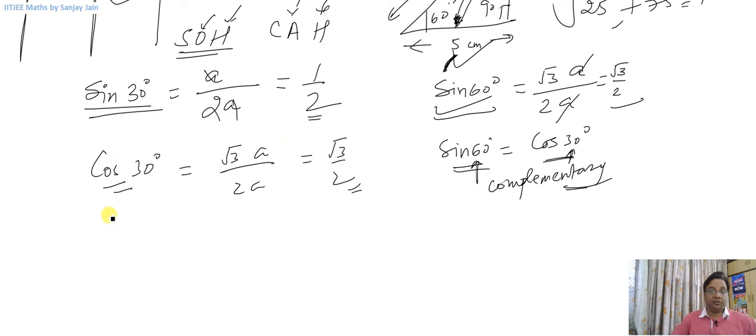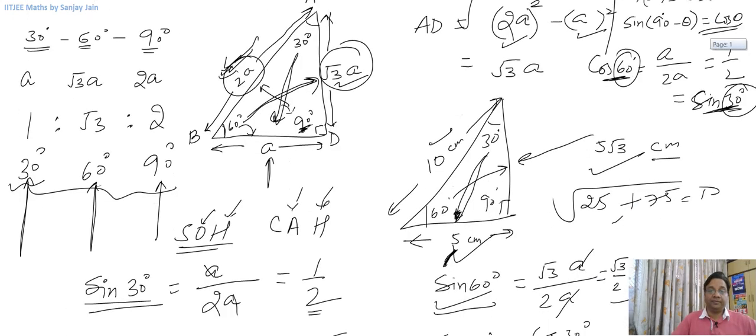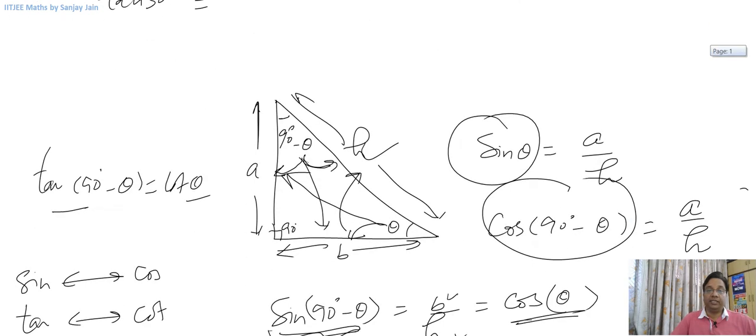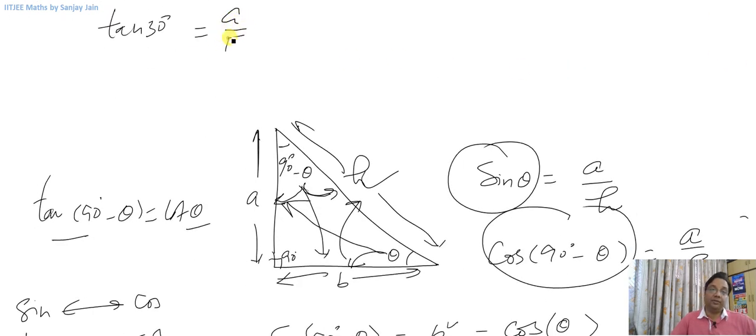All right, now let us talk about other angles. Sine, cos we have talked. So tan 30, tan is opposite by adjacent. So what is the opposite side here? Opposite 30 degrees, because we are looking for tan 30. Opposite is A, adjacent is root 3A. So A upon root 3A will give you 1 upon root 3. So tan 30 is 1 upon root 3.